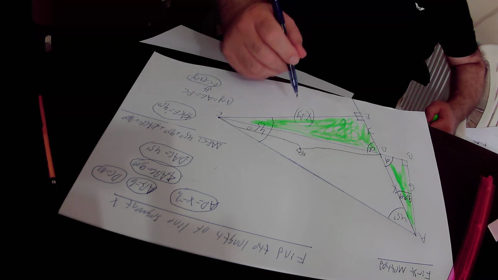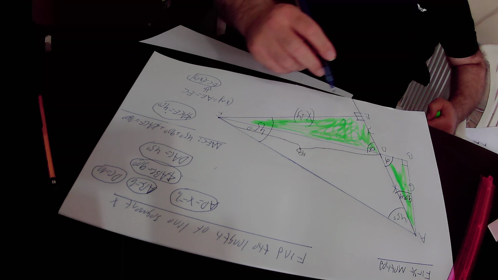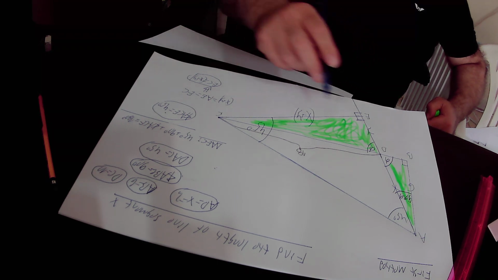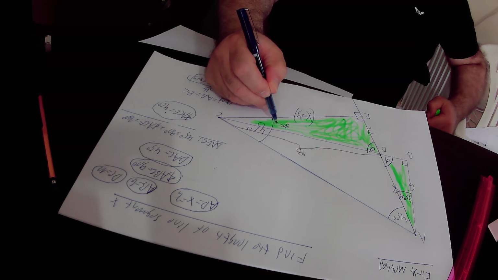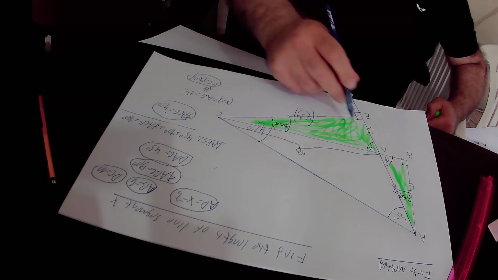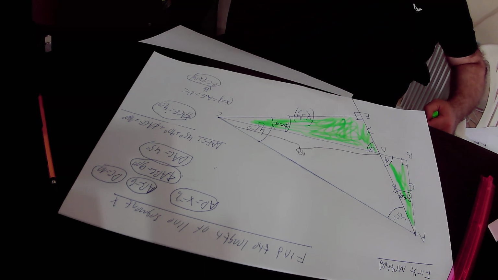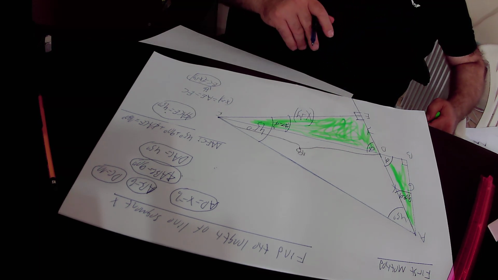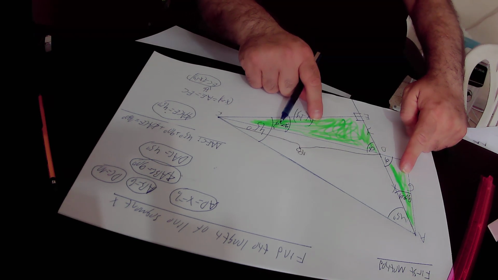And for the same reason, angle ECD must also be equal to 90 degrees minus alpha. Why? Because 90 degrees minus alpha plus alpha is 90 degrees, and 90 degrees plus 90 degrees is 180 degrees. So we actually proved that those two right triangles are similar to each other according to the angle similarity rule.